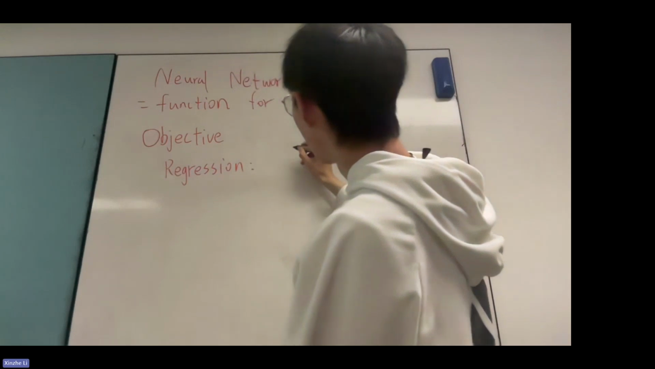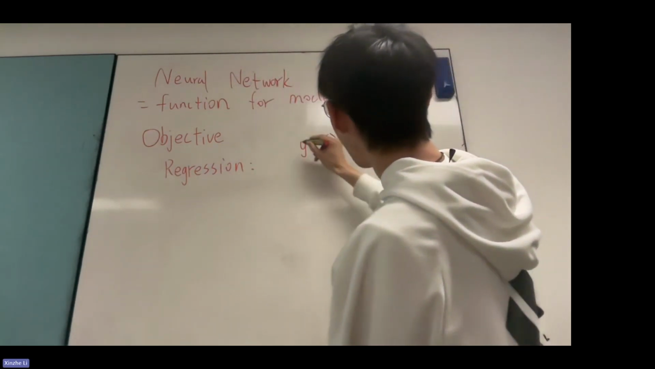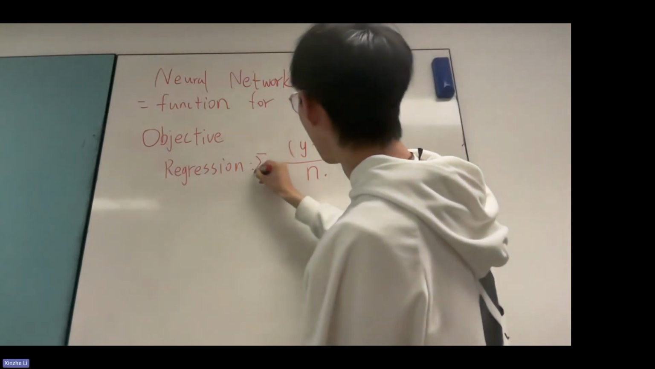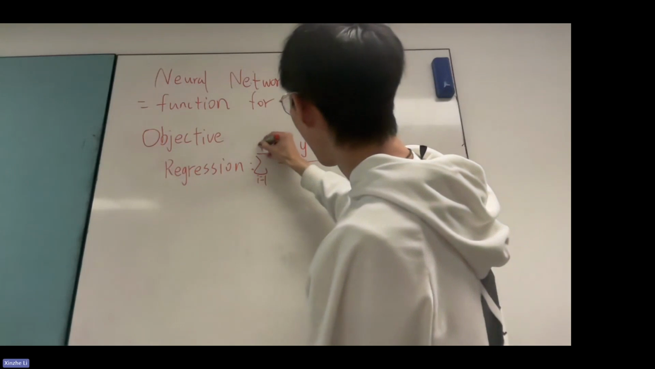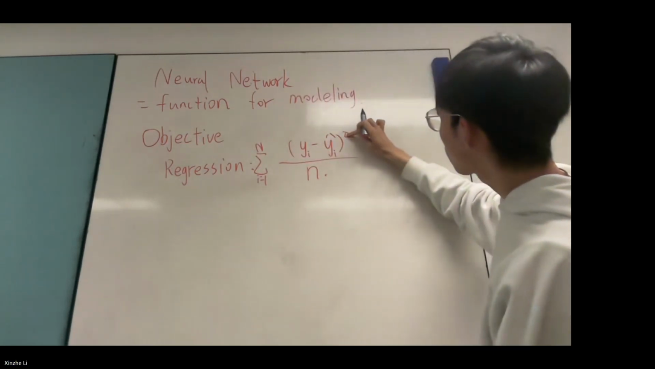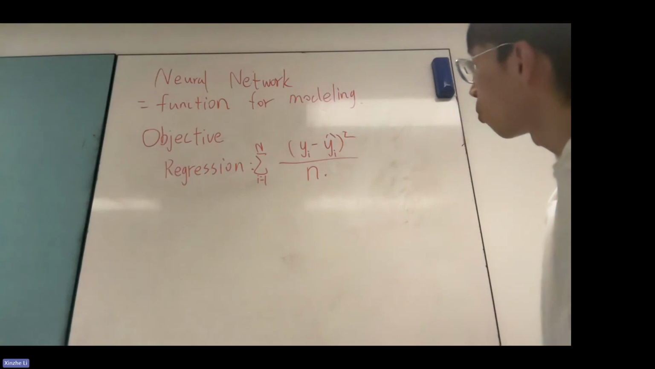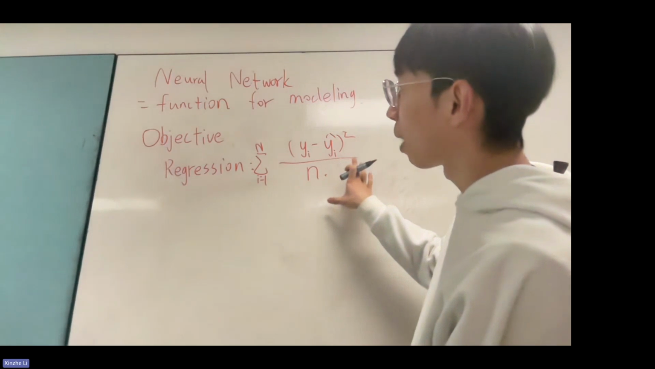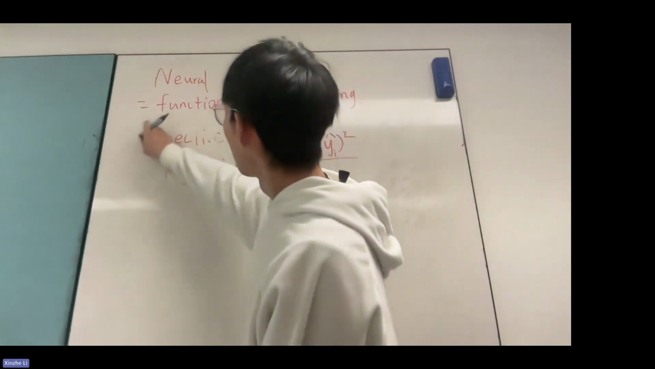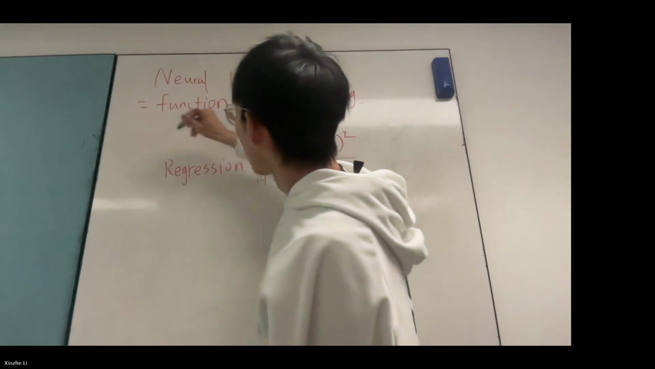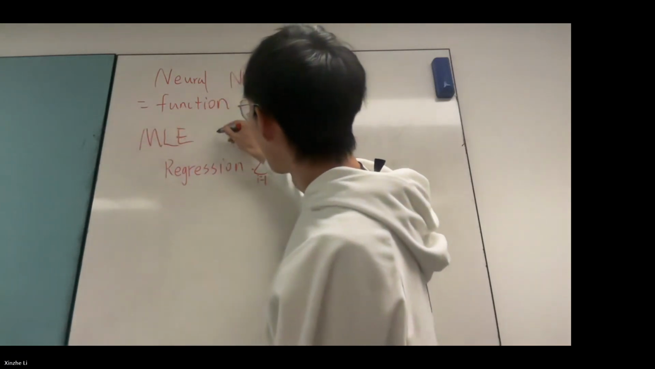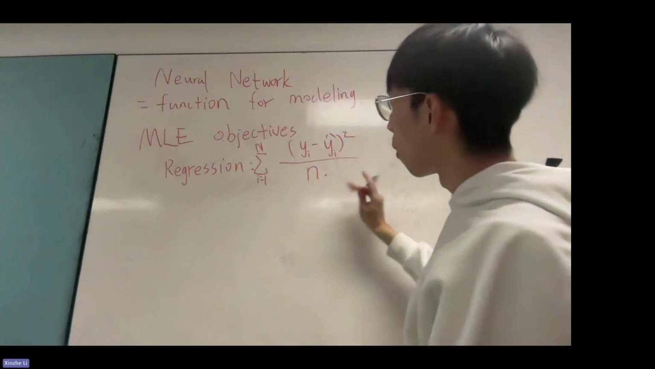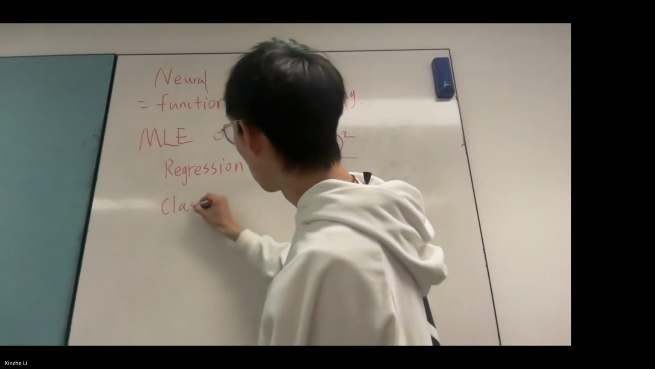The objective, let me remind you, is the sum of (y - y hat) squared over the n training examples, i equals 1 to n. This is squared error, right? We derive this using MLE, maximum likelihood estimation, so generally I call this the MLE objective. You already learned that in week 5, and also in week 6.